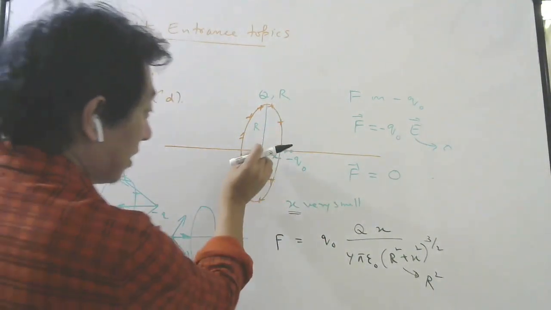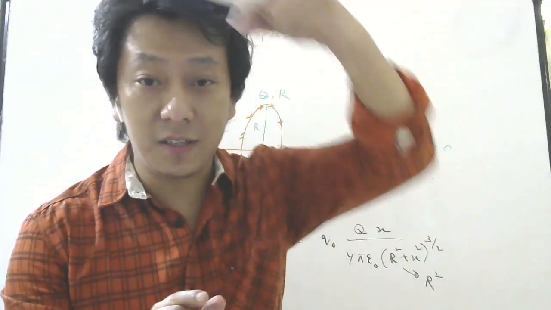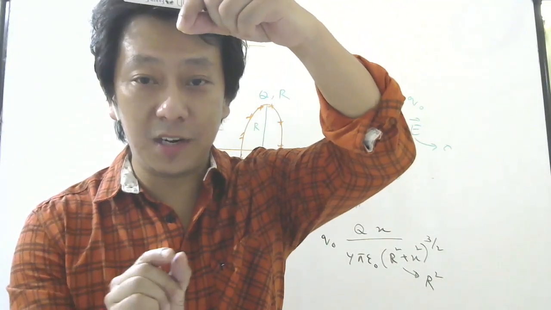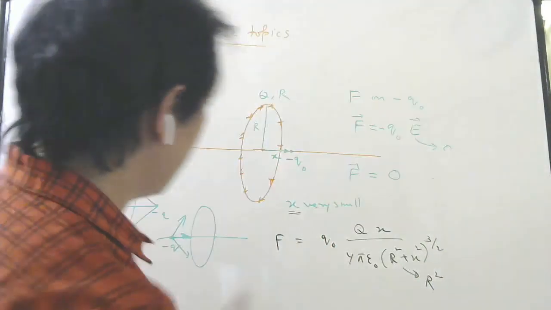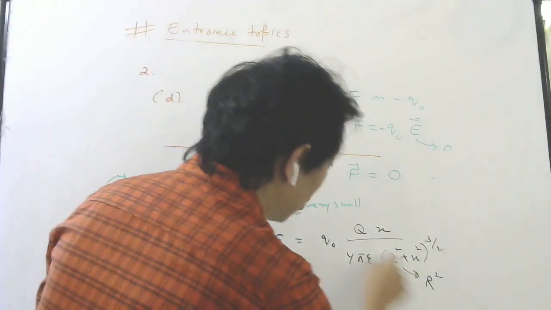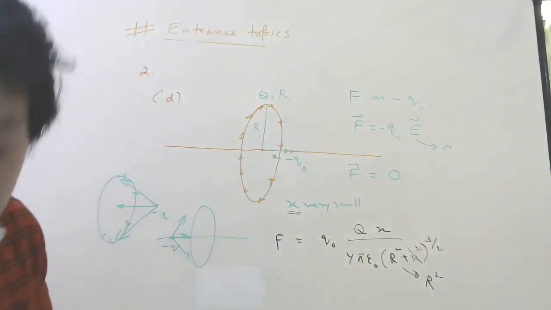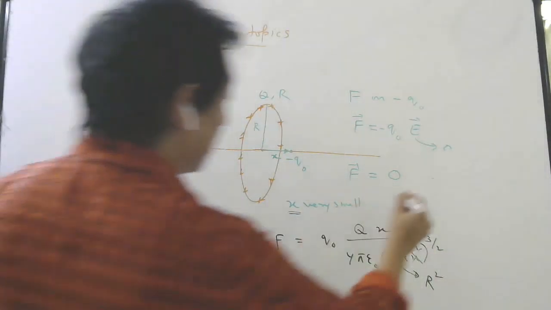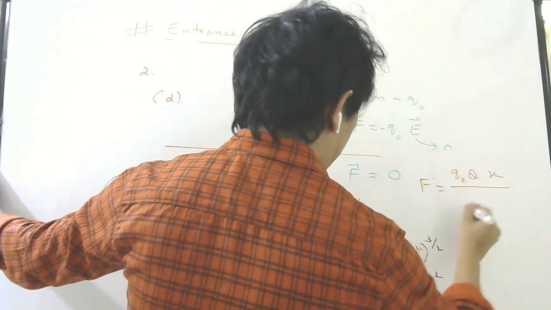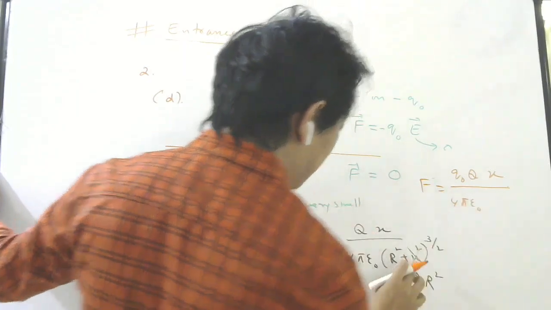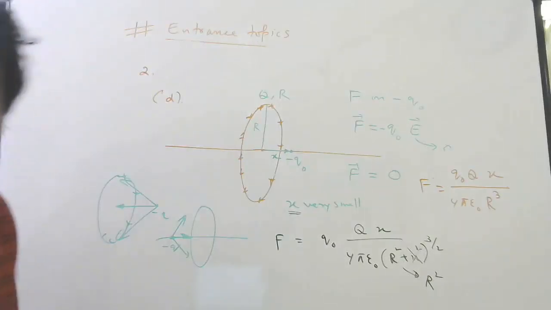So if x is very small, if you give it a small displacement, if you remember even in the case of pendulum, the teacher will always say displace the pendulum only a little so that it performs simple harmonic motion. So if your x is very small, then while adding, not while multiplying, x can be neglected. So if you neglect x, what will be your force now? Q naught q x divided by 4 pi epsilon naught. This is neglected. R square power 3 by 2 will be r cube. So we found the force.